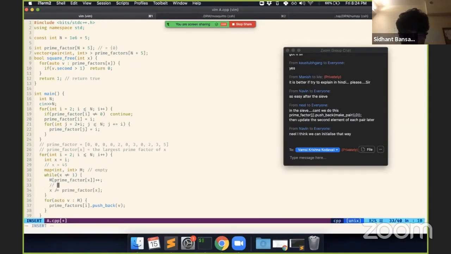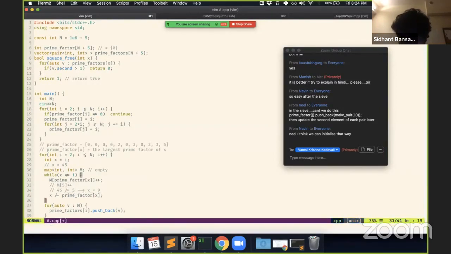So what happens the first time? We say m of prime factor of 45. What is the prime factor of 45? What did we define as prime factor? The largest prime factor of 45, which is 5. So m5 plus plus. This is what happened here. And then we said 45 divided by 5. So x became 9, right?